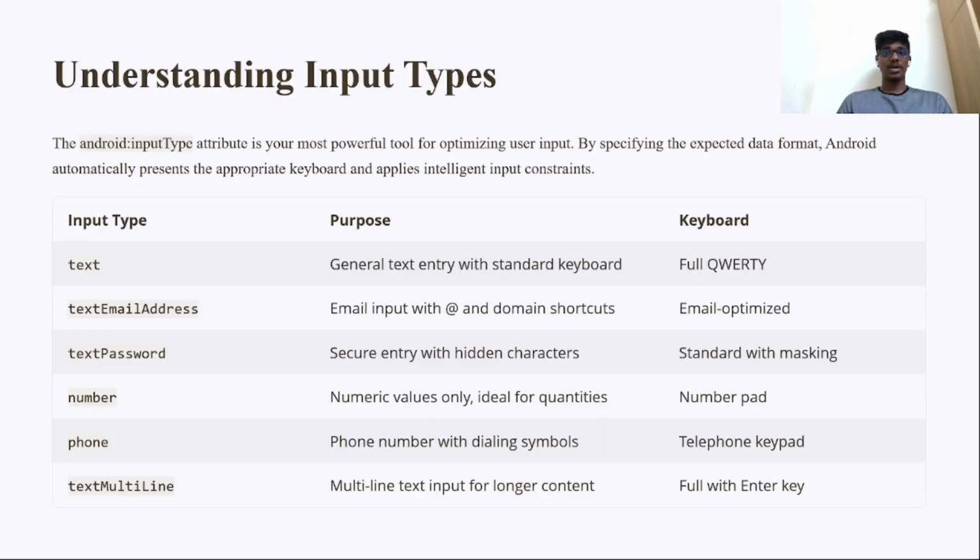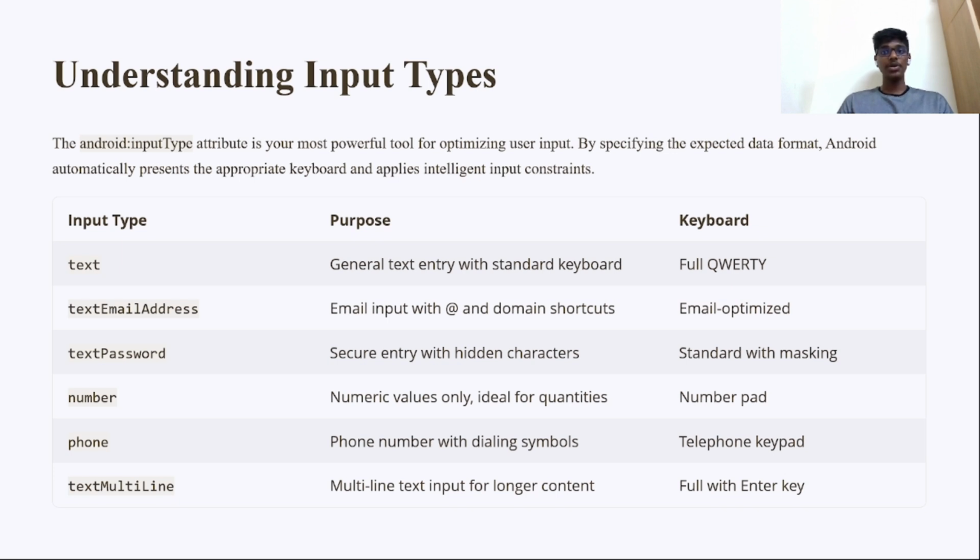Understanding input types. The android:inputType is one of the most powerful attributes. Depending on what value is there, Android automatically shows the right keyboard and applies constraints. Let's see some common types. Here are mainly three columns: input type, purpose, keyboard. For the purpose of general text entry, we use input type text. The keyboard is full QWERTY. For email input with at the rate and domain shortcuts, we use input type textEmailAddress. For this, the keyboard is the email keyboard.